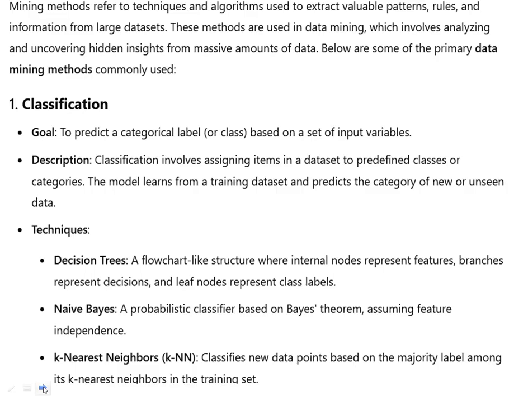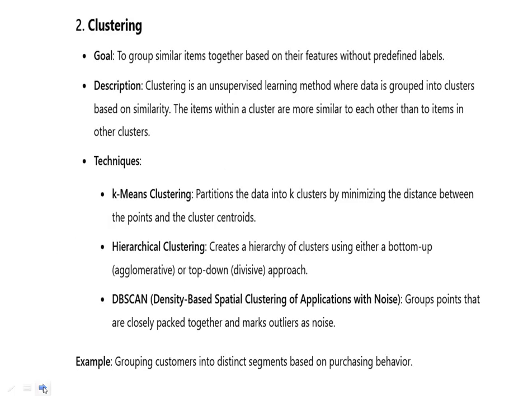The classification involves assigning the items in the data to predefined classes. You can use decision tree, Naive Bayes, and k-nearest neighbor. For the clustering method, you can use k-means clustering, hierarchical clustering, and density-based clustering such as DBSCAN, with noise. An application is grouping customers into distinct segments based on purchasing behavior.